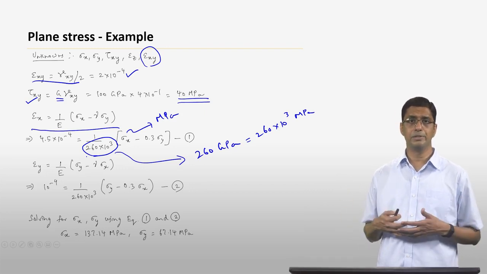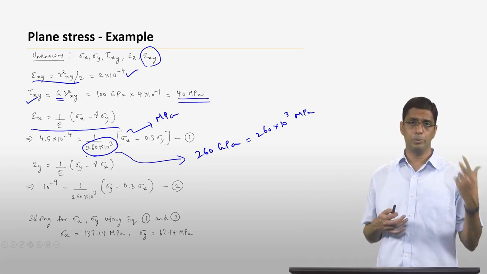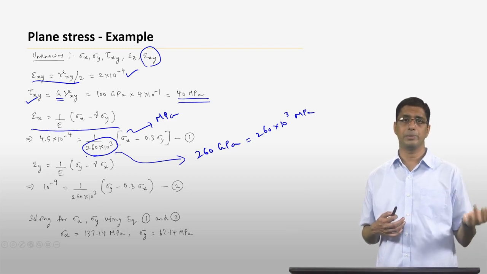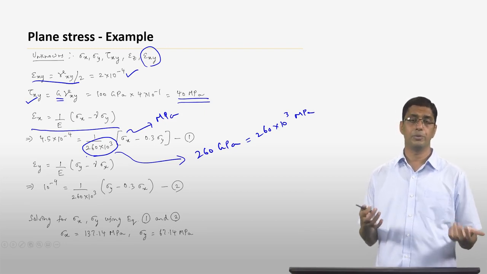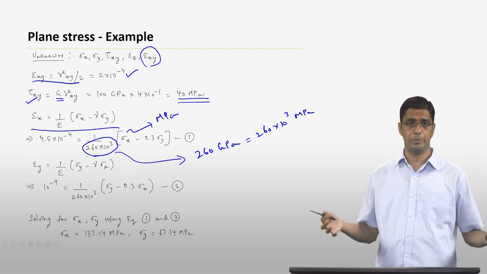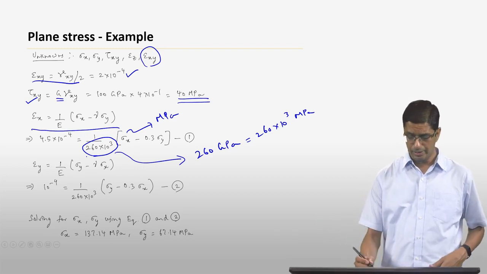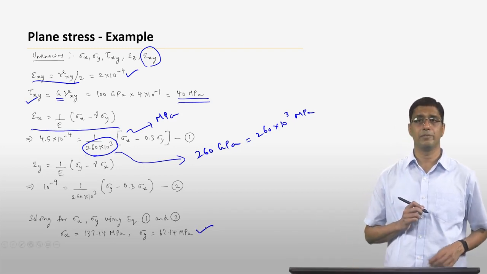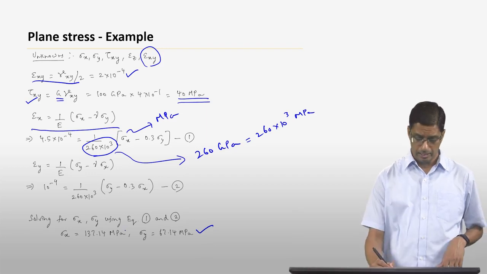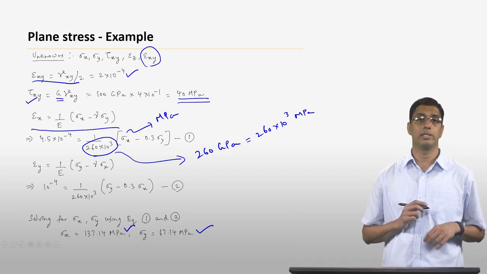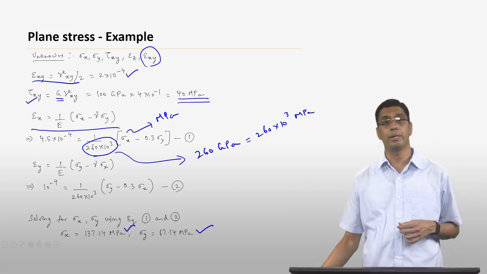So if you look at these 2 equations, 1 and 2, you essentially have 2 equations in 2 unknowns. The 2 unknowns are sigma x and sigma y. And of course, you know how to solve 2 equations in 2 unknowns. And if you do that, you essentially get sigma y as 67.14 MPa and sigma x as 137.14 MPa.